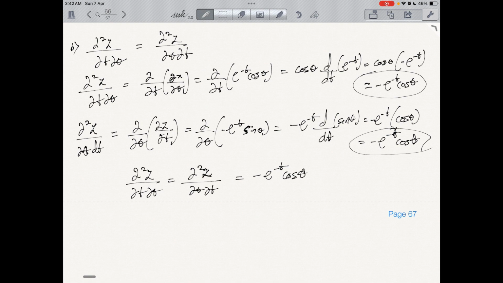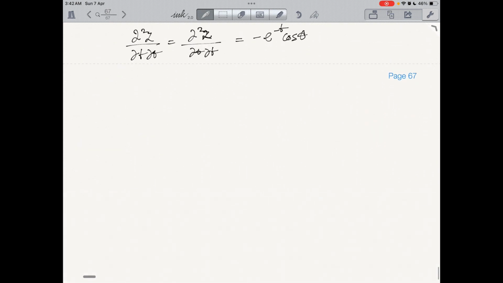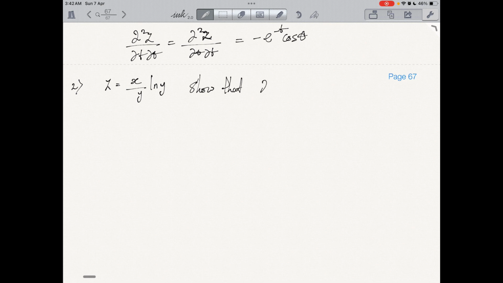Let's take one more example. Given that z is equal to x ln y, we should show that ∂z/∂y is equal to x ∂²z/∂y∂x. Now, as usual, the first thing to evaluate is both ∂z/∂x and ∂z/∂y.